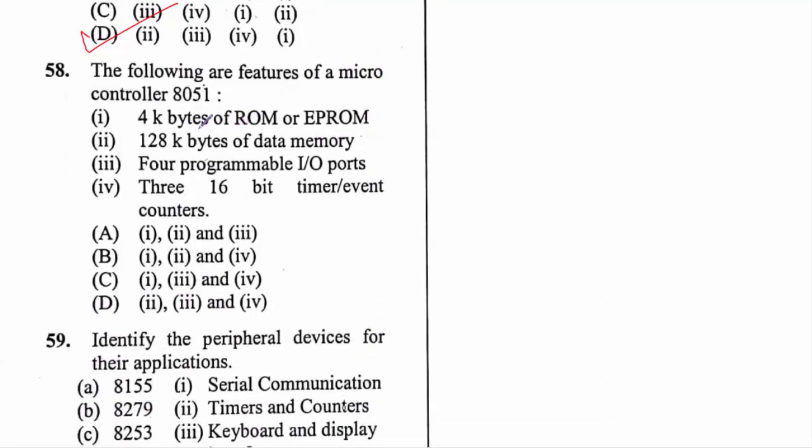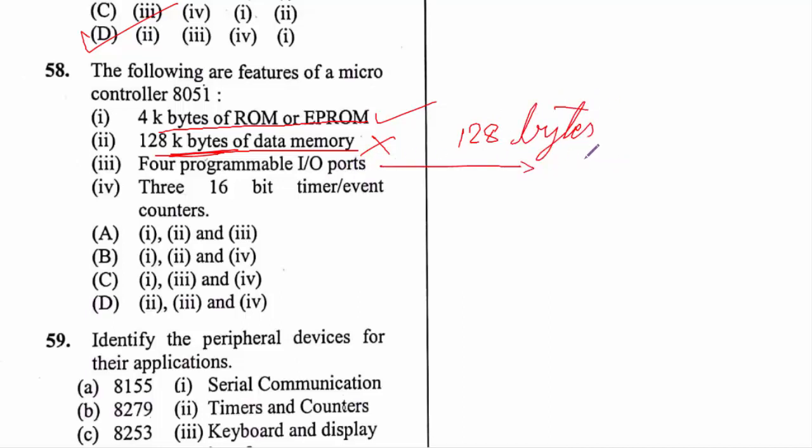It is having 4 kilobytes of ROM or EEPROM. This statement is correct. It is having 120 kilobytes of data memory. It is wrong. It will be having only 128 bytes of data memory. 4 programmable I/O ports. Yes, it will be having 4 programmable I/O ports. Nothing but port 0, port 1, port 2, port 3. Also, you can call it as port A, port B, port C, port D also.